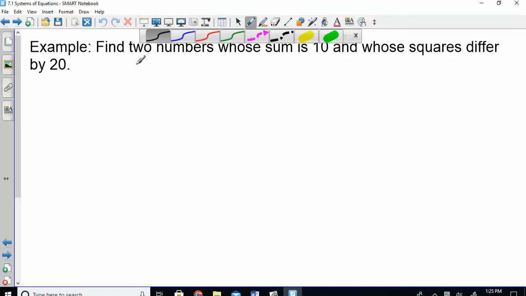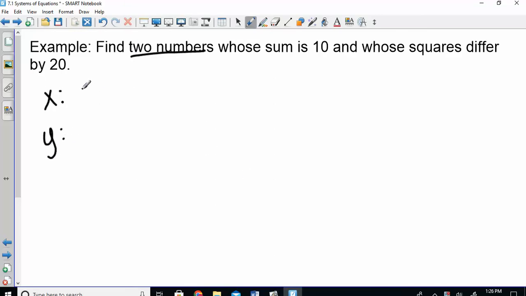So this one says find two numbers whose sum is 10 and whose squares differ by 20. So our variables, we're going to have two variables on every problem, x and y. So those are the two things we're trying to find. In this case, those are the two numbers. So x is the first number, y is the second number. Even if you don't do anything else, you get a point just for telling me that.